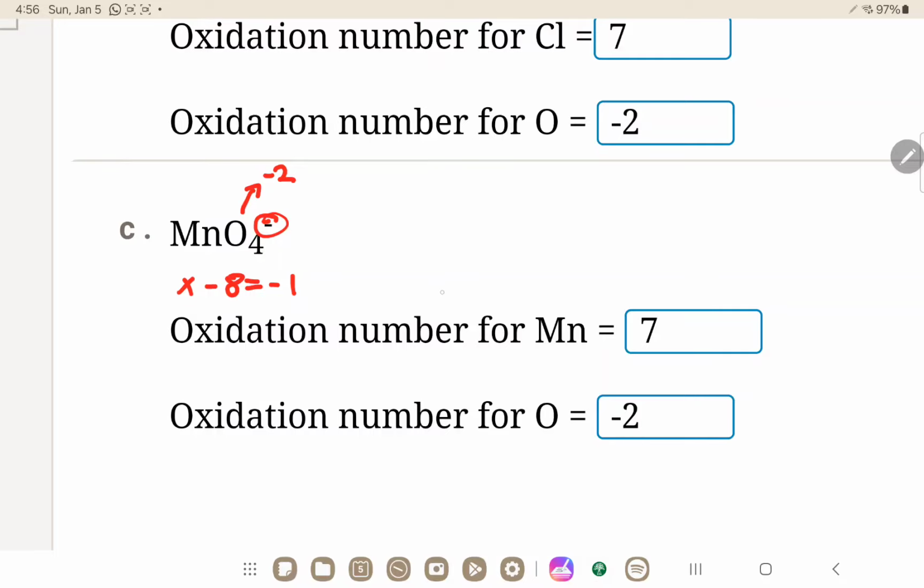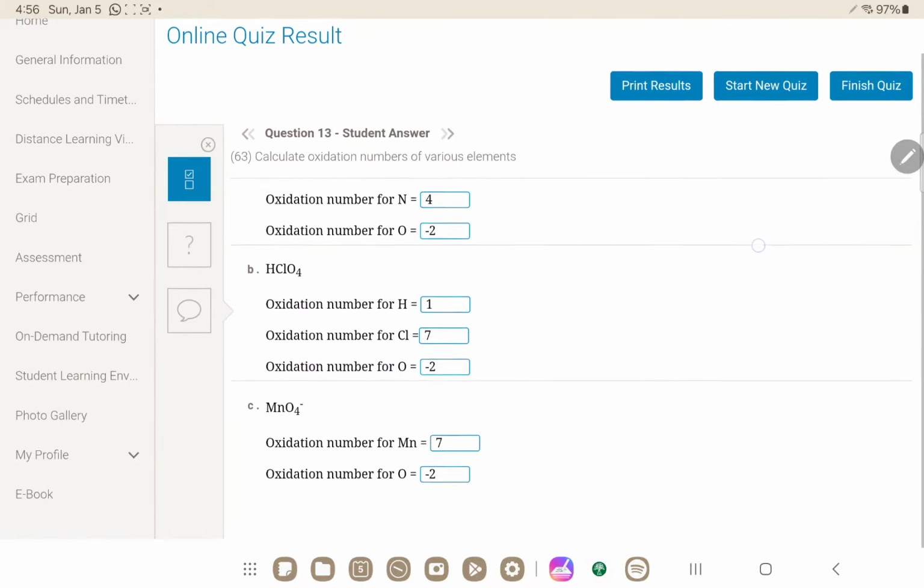-1. So X will equal, when you move this to the other side, it becomes +8. +8 minus 1 is 7. So Mn has an oxidation number of 7 and O has an oxidation number of -2. It's pretty easy to do these types of questions.